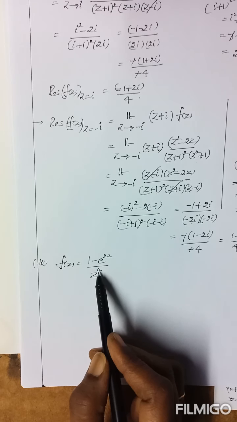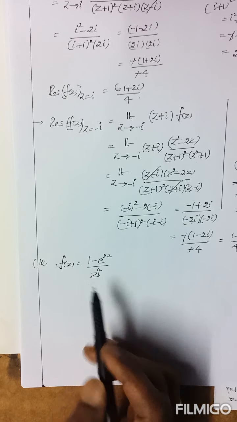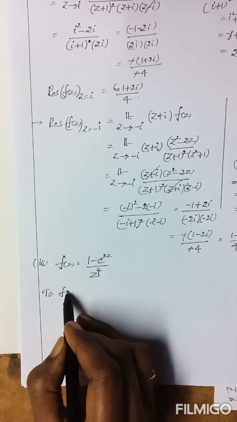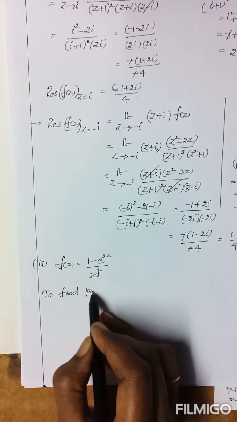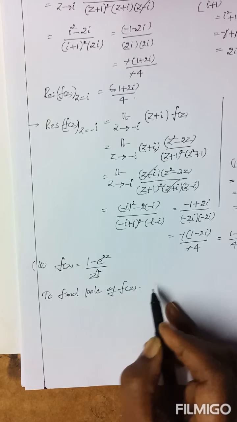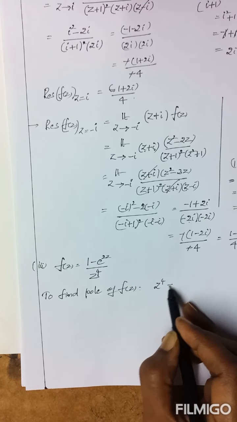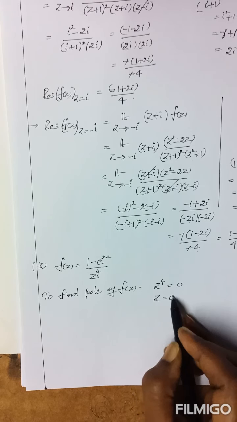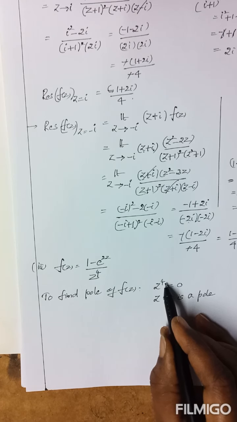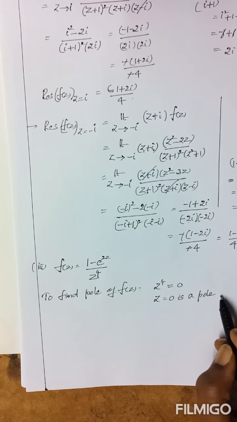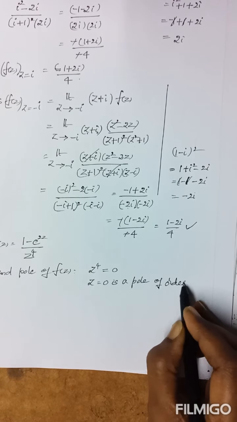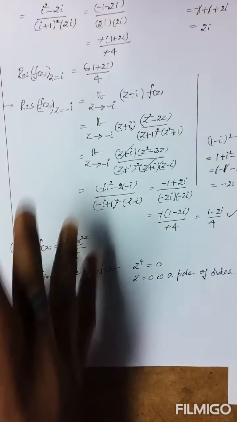It is also defined in terms of z. Its name can be taken as f of z. To find the poles of f of z, consider the denominator and equate it to 0. Z equal to 0 is a pole. But the power of this factor is 4, so it is a pole of order 4.